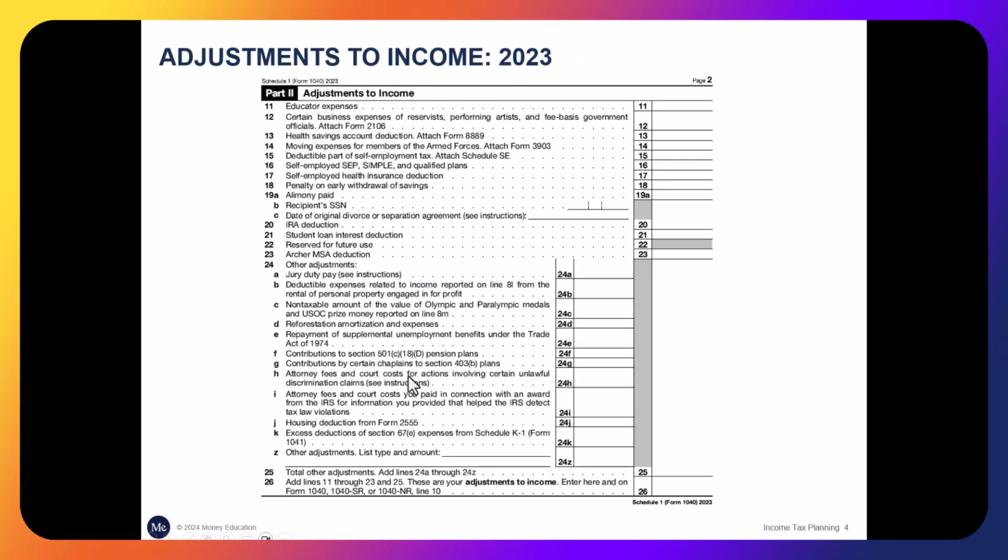So these are the 2023 adjustments to income. Educator expense is for K through 12 educators who buy supplies. They can take up to $300, and if both people are educators, they each can take $300. Business expenses for reservists, performing artists, and fee-based government officials. Otherwise, business expenses have really gone away. We'll talk about the health savings deduction, moving expenses only for armed forces, the deductible part of self-employment tax, self-employed retirement plans, health insurance, penalties paid on early withdrawals from savings, alimony paid only for divorces pre-2018, IRA deduction, student loan deduction, Archer medical, jury duty pay, and there's a bunch of other ones. So we'll go over these.